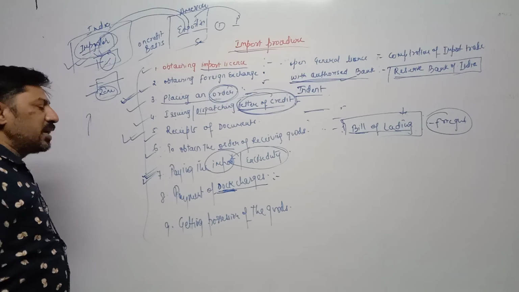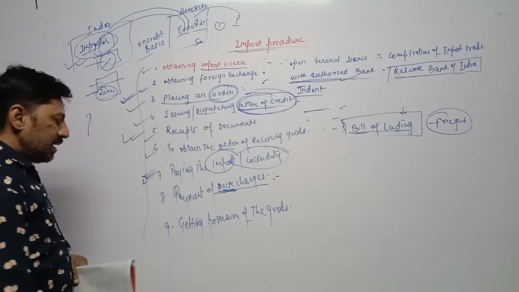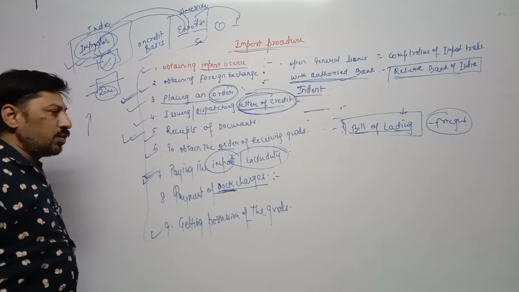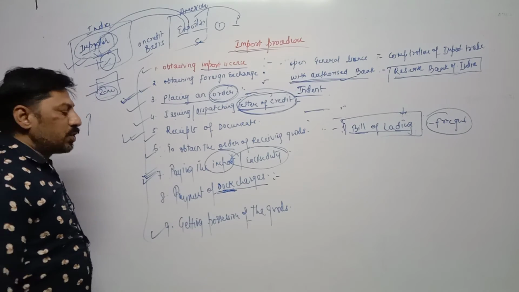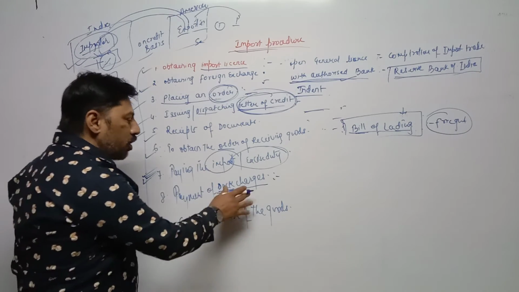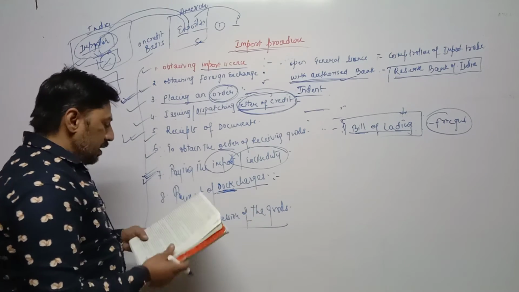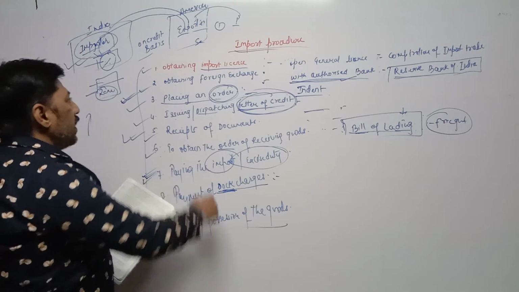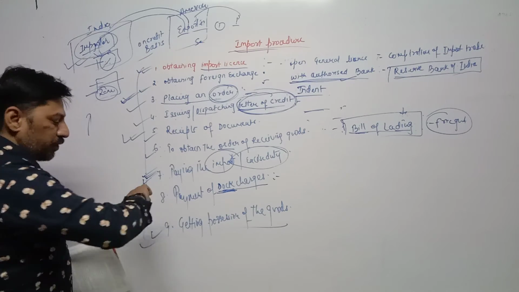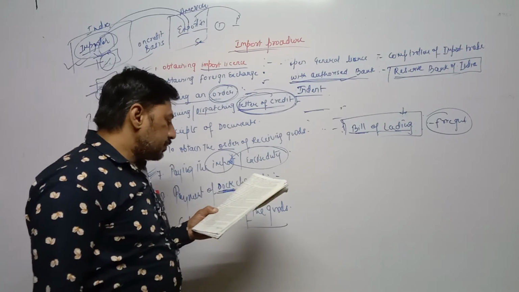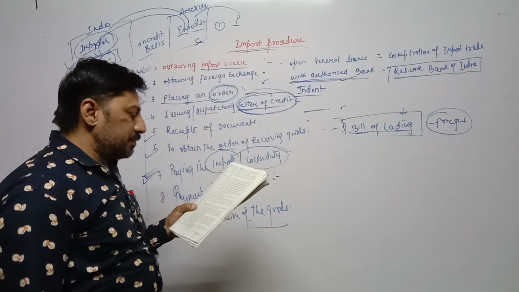So after making payment of dock charges, then the last point, getting possession of the goods. After paying dock charges, we have the right to take our goods from that dock area. In this way, the import procedure starts from obtaining the import license and ends with getting possession of the goods. So, 8th point, payment of dock charges.